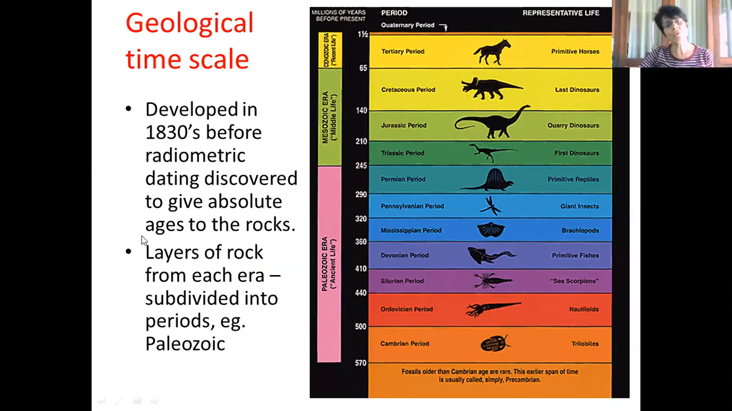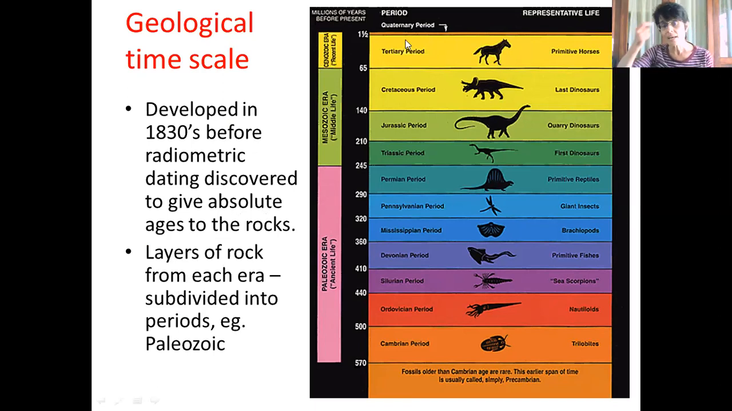And this was before we could actually work out the exact, or within a few million years, the age of rocks by something known as radiometric dating. Okay, so if you look here, layers of rock from each era. Looking at the layers of rock, they can more or less work out how many millions of years ago those rock layers were formed.